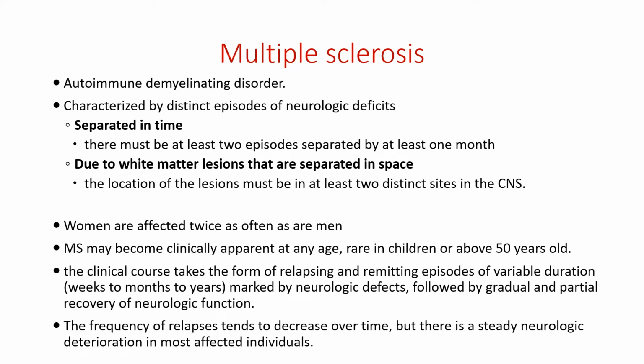The disease may become clinically apparent at any age, although onset in childhood or after 50 years of age is relatively rare. Women are affected twice as often as men. In most individuals with MS, the clinical course takes the form of relapsing and remitting episodes of variable duration, marked by neurologic deficits, followed by recovery of neurologic function. The frequency of relapses tends to decrease over time, but there is steady neurologic deterioration in most affected individuals.